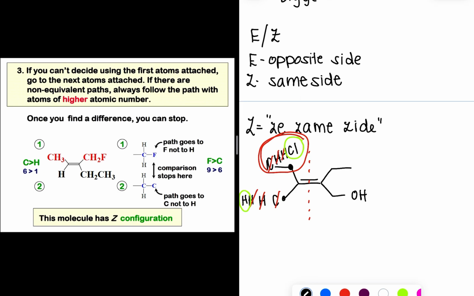Down here, I have a CH2 to a carbon, a CH2, and then I have a CH3 here. Here I have a CH2, that's the same, but then it goes to an OH. The atomic number of oxygen is 8. The atomic number of carbon is 6. Oxygen has a bigger atomic number. We're going to circle this side. So if I was determining whether this is Z or E, this is opposite sides of the double bond. So this is an E isomer.